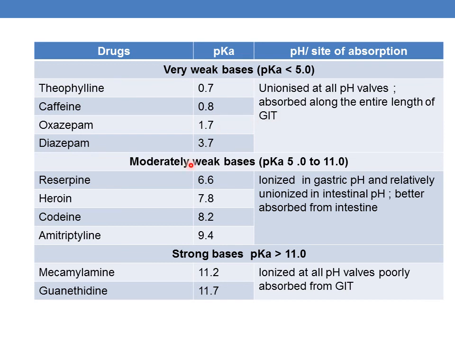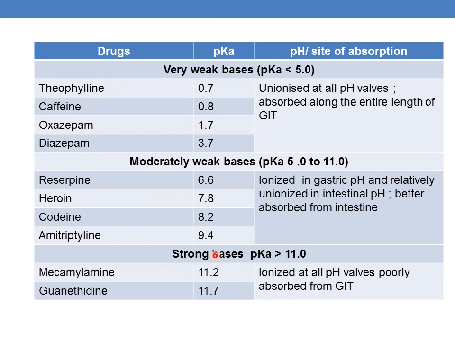Coming to moderately strong bases whose pKa value ranges from 5 to 11, the examples are reserpine, heroin, codeine and amitriptyline. As we have discussed earlier, they are ionized in gastric pH and relatively unionized in intestinal pH. Hence, they are better absorbed from the intestine.